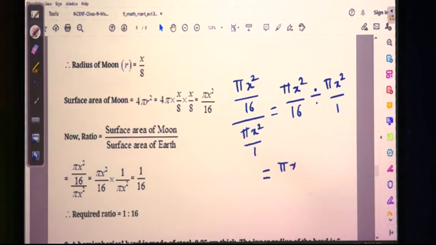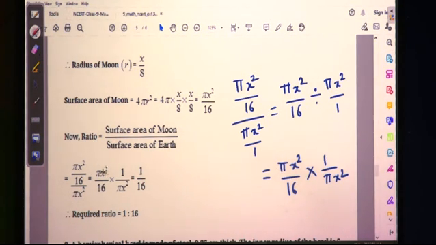For that, the first fraction remains as it is, no change in that. Division is converted into multiplication. The second fraction gets reciprocated. We have to take the inverse of it, making it upside down. So, this becomes 1 upon pi x square. Now, pi x square got cancelled. What is remaining is 1 upon 16.